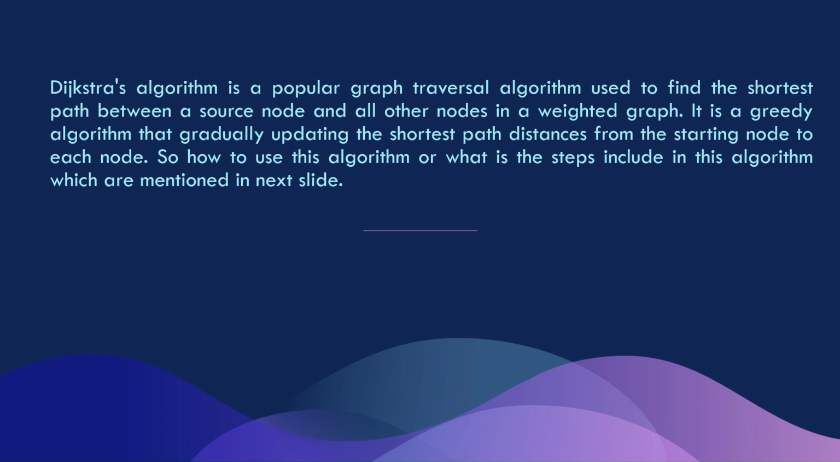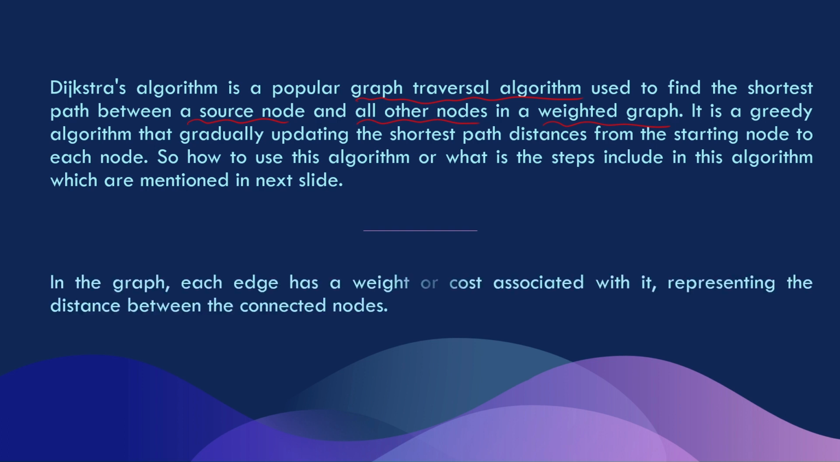Dijkstra's algorithm is a popular graph traversal algorithm used to find the shortest path between a source node and all other nodes in a weighted graph. It is basically a greedy algorithm that gradually updates the shortest path distances from the starting node to each node. The steps included in this algorithm are mentioned in the next slide. In the graph, each edge has a weight or cost associated with it, representing the distance between the connected nodes.